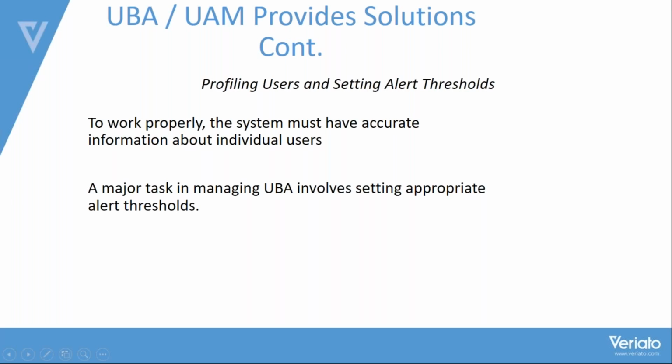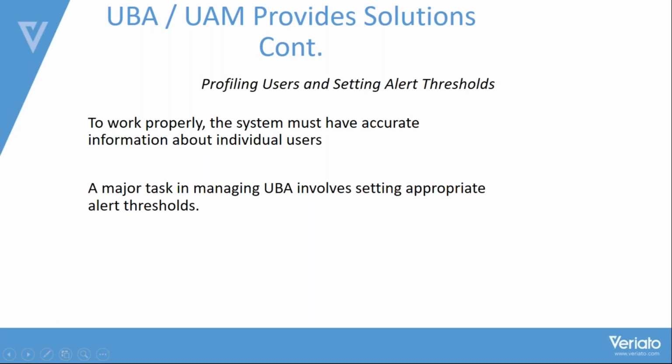Okay? To work properly, they have to have accurate information about individual users because they look for anomalies. They look for how your behavior changes. They look for things that you are doing differently. So in order to do that, they're going to store and collect information about your activities, not the week before an incident happens, but on an ongoing basis.